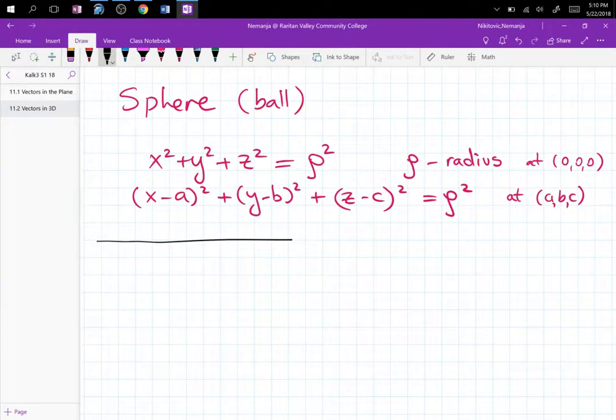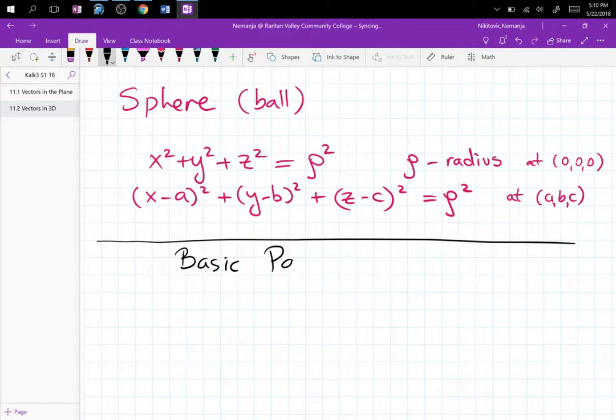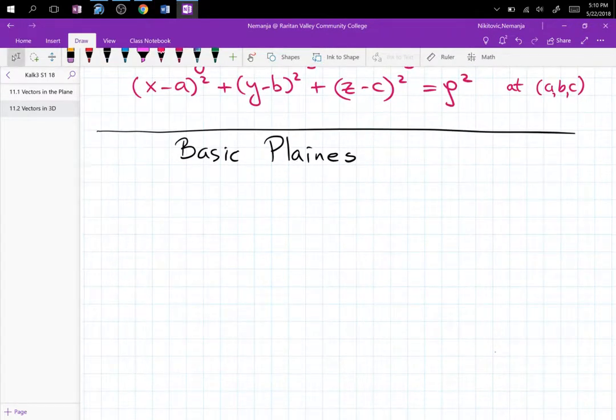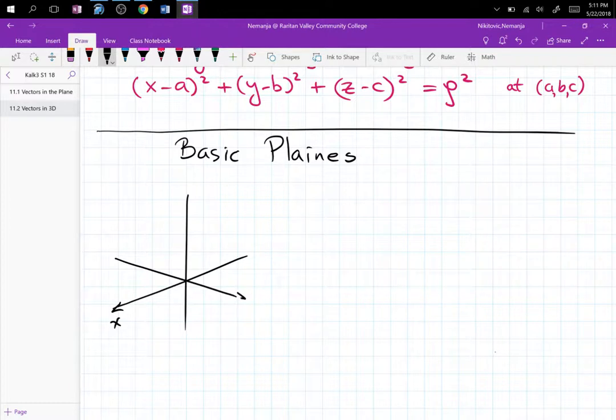And we can also talk about basic planes. So, basic planes. When I draw the coordinate system, each pair of axes will create a plane.